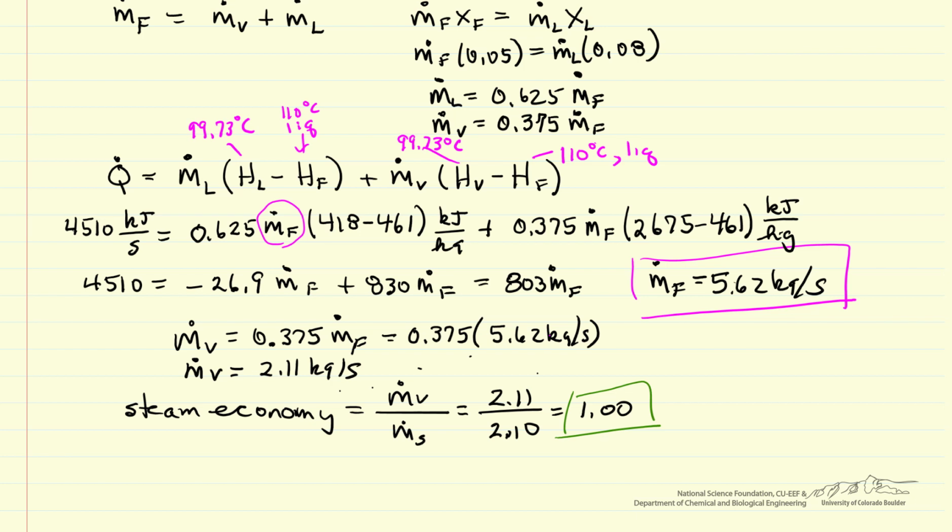So you can see, of course, for a single effect, this just says that we're using steam as efficiently as we could. If we have multiple effects, then this steam economy could be greater than 1.